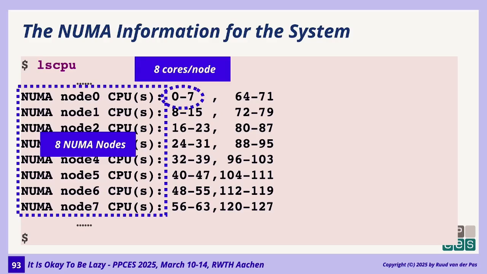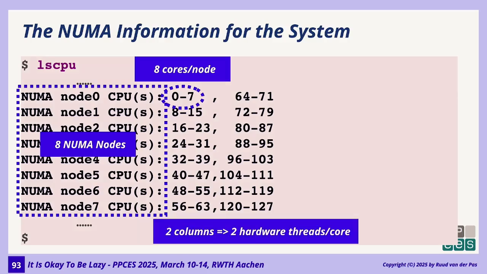And then you see those 2 columns. The first column will give you those numbers. So it tells you that in the first node, I have numbers 0 to 7 for my 8 cores. That's the first thread. The second one is the second thread. So the threads have a bit of a strange numbering. The first one is 0. The second one in that same core is 64 in this case.